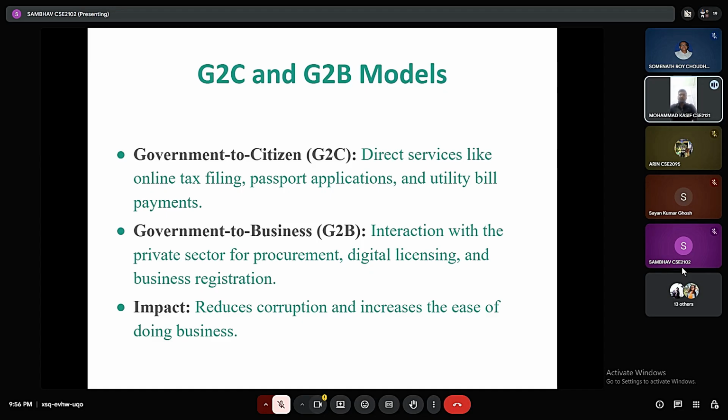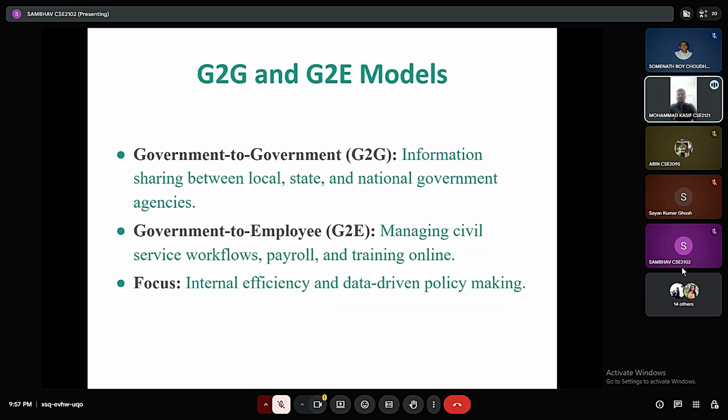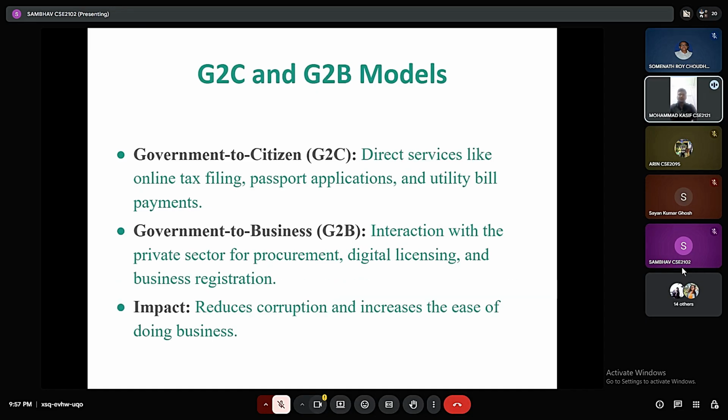The next model is the G2B model, that is government to business model. This model deals with interaction between government and businesses, helping companies comply with regulations and access government services online. Some examples are GST filing, business registration and licenses, e-tendering, and procurement portals. The goal of this model is ease of doing business, faster approvals, and regulatory compliance. In short, G2C is government to citizens, that is public services, and G2B is government to business, that is regulatory and commercial services.